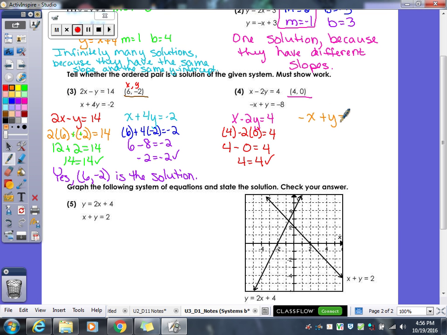For my second equation, again, I'm going to go ahead and plug in. So I have 4 for x, 0 for y. Well, when I have that negative sign in front of my 4, that makes it a negative 4 plus 0. So negative 4 does not equal negative 8. So since it did not work in both, we have to state no. (4, 0) is not the solution.